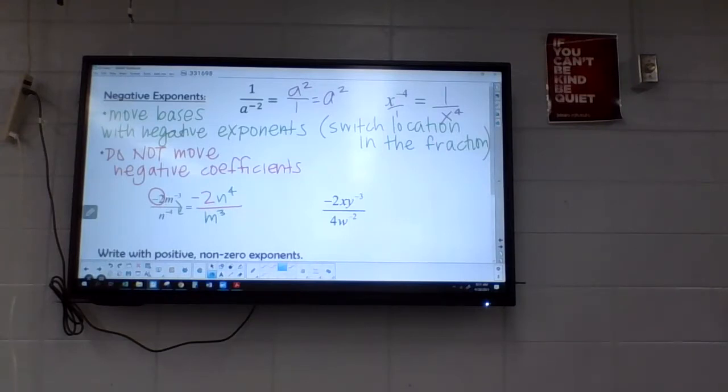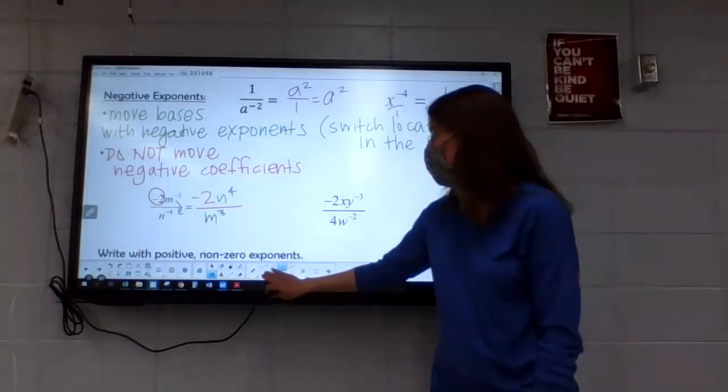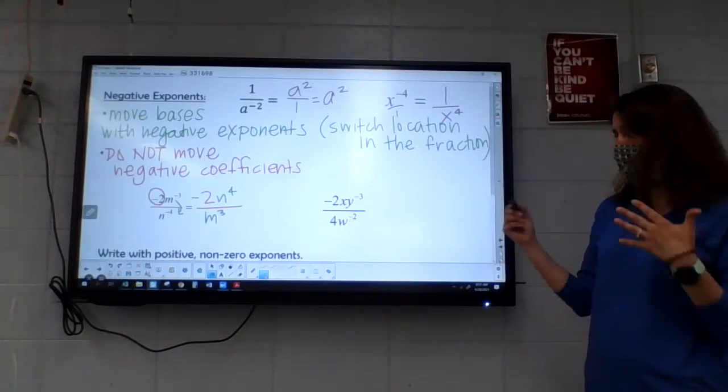And again, the reason behind that goes back to the front side, that little chart or list we did, where as soon as we got negative exponents, they moved to the other part of the fraction. So let's do this one. We'll talk through it here.